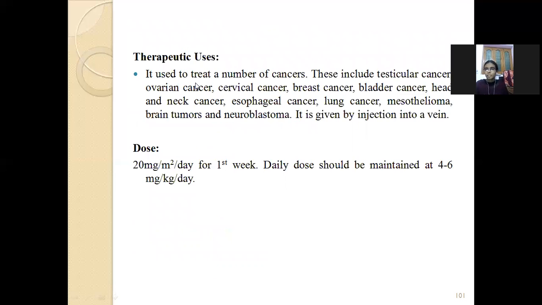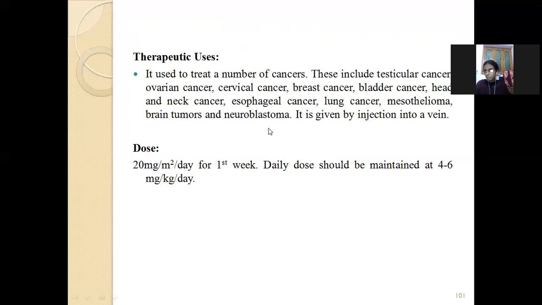Next, therapeutic uses. It is used to treat various types of cancer that include testicular cancer, ovarian cancer, cervical cancer, breast cancer, bladder cancer, head and neck cancer, esophageal cancer, lung cancer, brain tumors, and neuroblastoma. So these are the types of cancer for which this drug, cisplatin, is used, and it is given by injection into the vein.